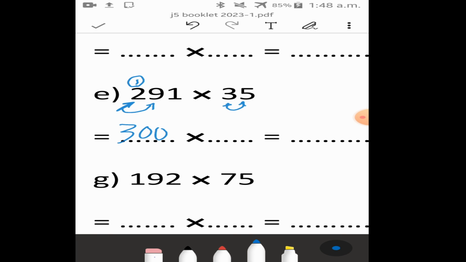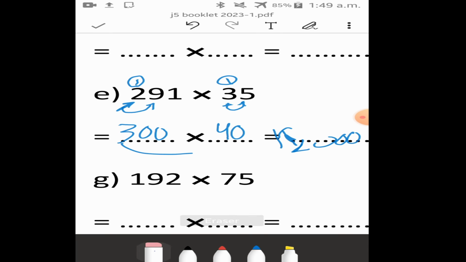Before 3 we have 5. 5 is rich also, give me 1. So 35 rounded to the nearest 10 will be 40. Now multiply. Collect 3 zeros here, 1, 2, 3, and multiply. 3 times 4 equals 12. So the answer here will be 12,000.